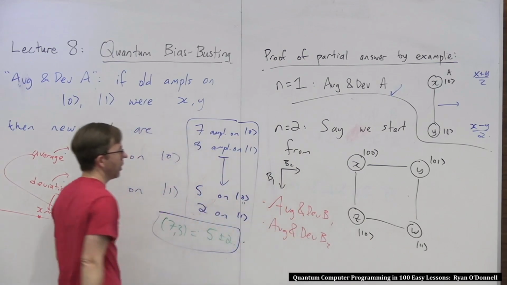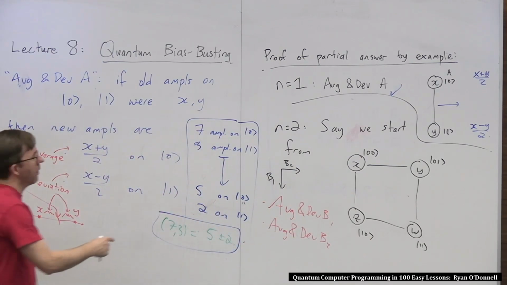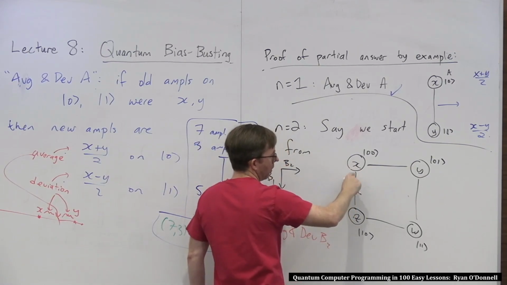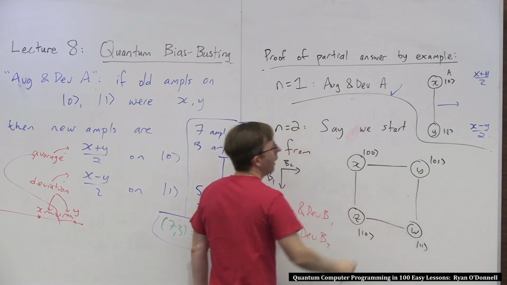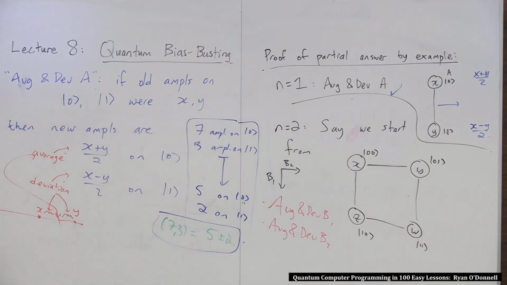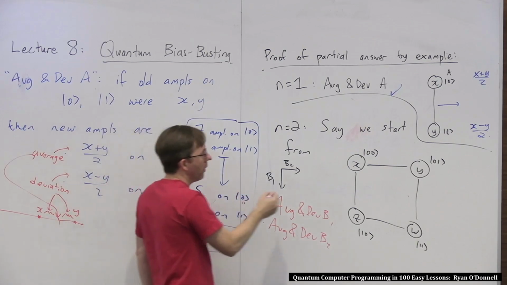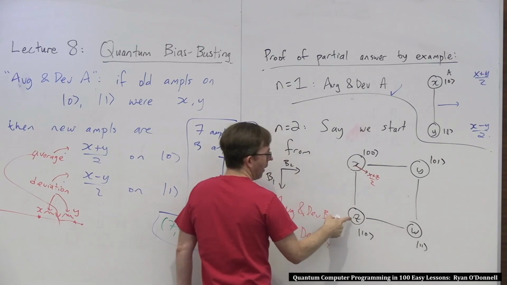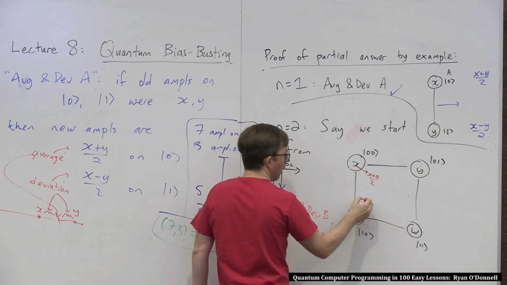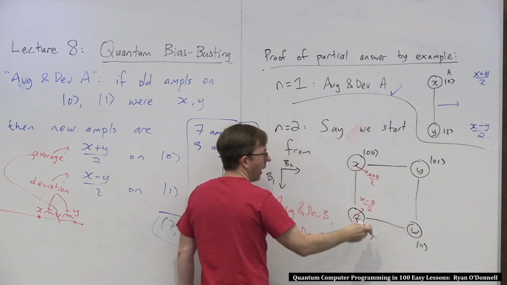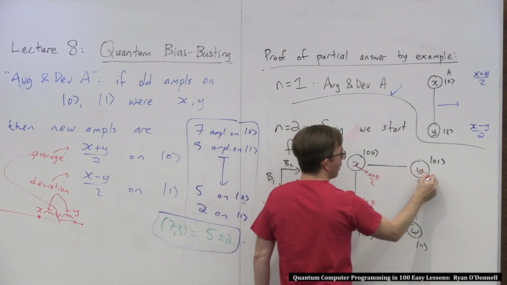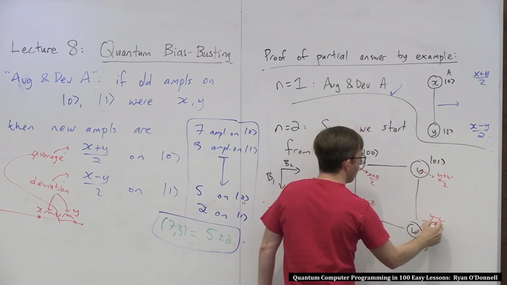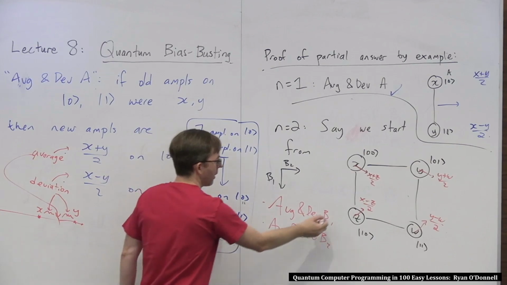So what happens after we do average and deviation on B1? You pair up the vertices according to the B1 direction. This is this one changing. So you do this pair and this pair, and you do this average and deviation operation on each of them. So this is x and z. This will go to x plus z over 2, and this will go to x minus z over 2. And similarly, here we have y and w. This will go to y plus w over 2, and this will go to y minus w over 2. And that's this instruction.